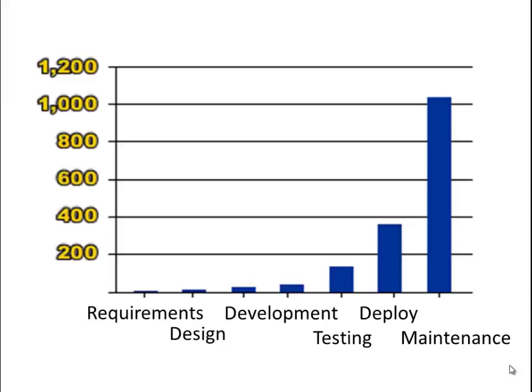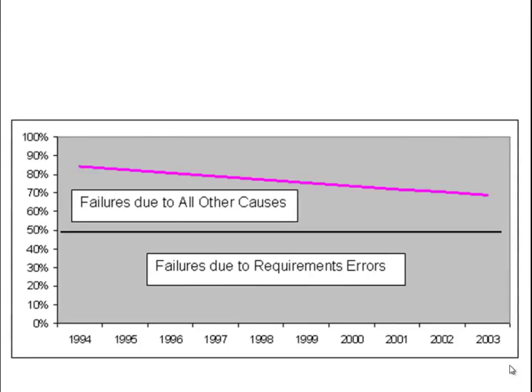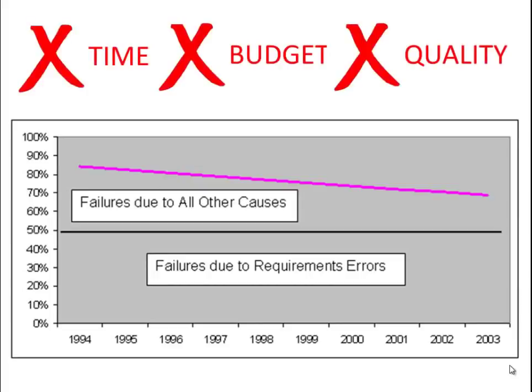But how big an issue is this? How many projects globally are affected by not getting the correct requirements? Studies have shown that about 70% of all software projects fail to get delivered on time, within budget, or to the quality that the customer expected.